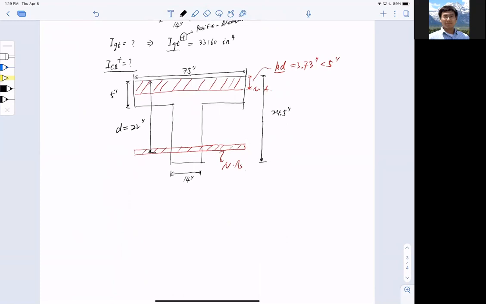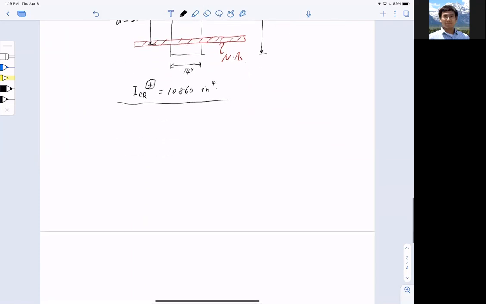Let me obtain this value here. I can directly calculate this value, ICR plus. Make sure you know this is positive only, and that is 10860 inch to the power of 4. I already gave you this, so this is the positive section.